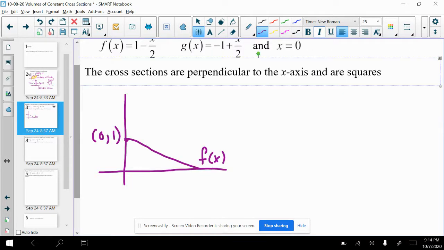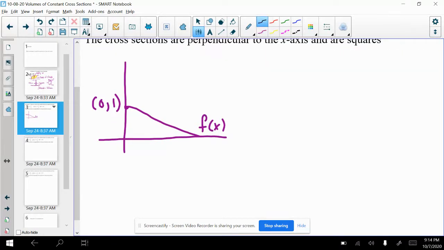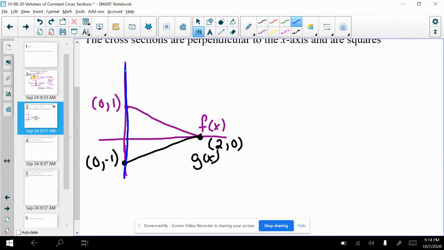And g of x is negative 1 plus x over 2. So g of x is actually a similar shape, right? But it's reflected across here. This is g of x. And this intercept is at 0, negative 1. Both of them intersect over here at 2, 0. And then, of course, our other boundary set up there was the line x equals 0.